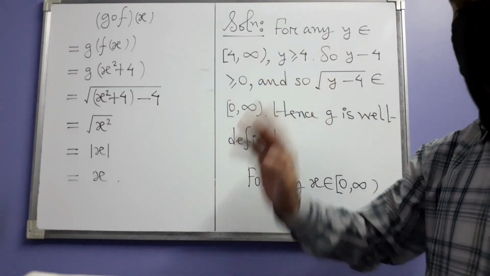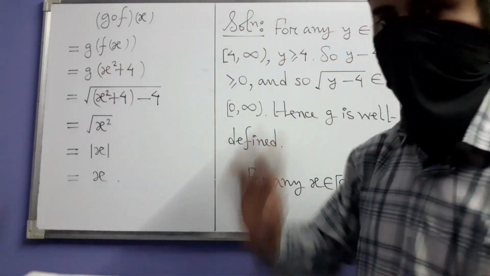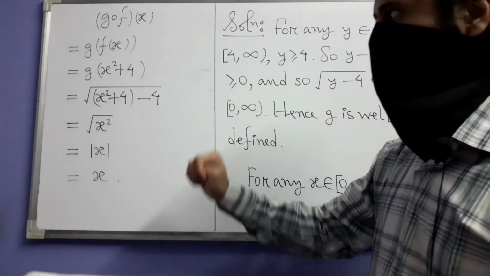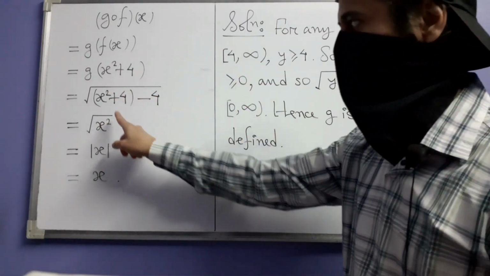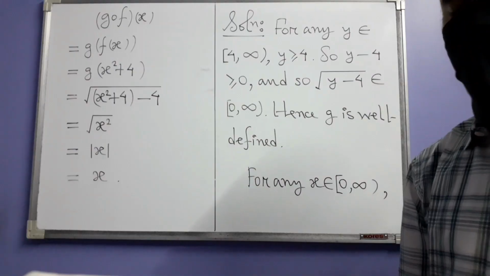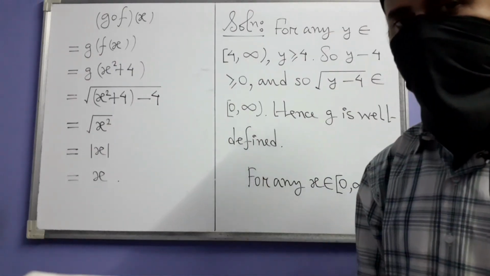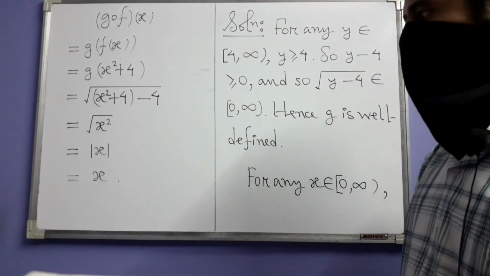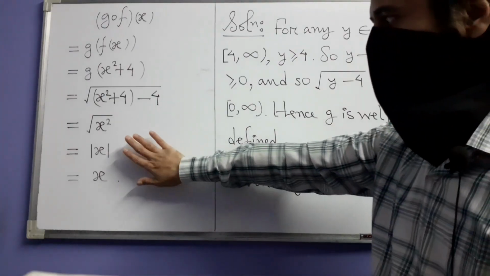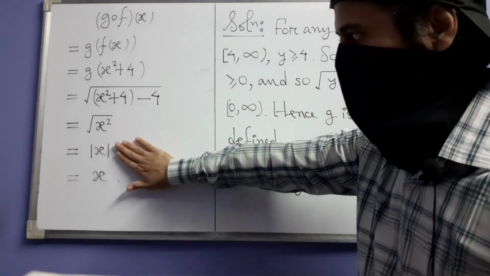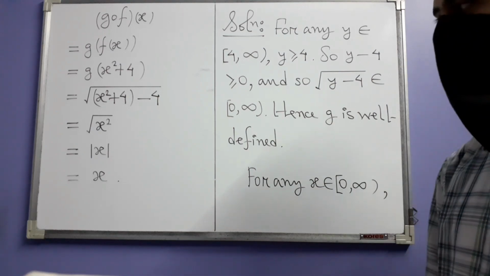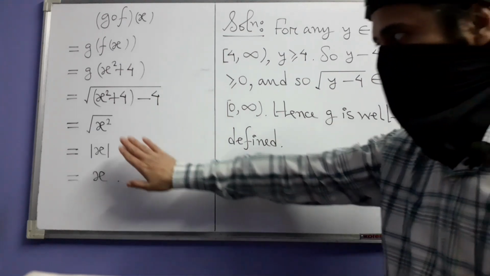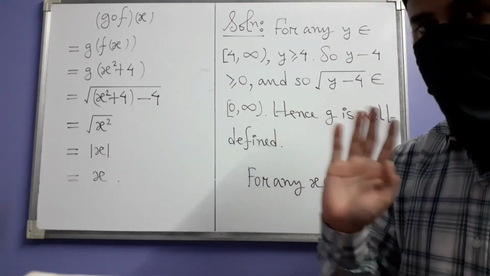Now what is f of x? You go back to the question, f of x is x squared plus 4. And what does g do? G does this: square root of the input minus 4. That means square root of x squared. And here, let me remind you of something. This is in general equal to the modulus of x, the absolute value of x. Actually, this is equal to this, not just simply x.